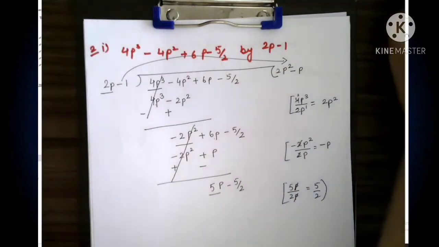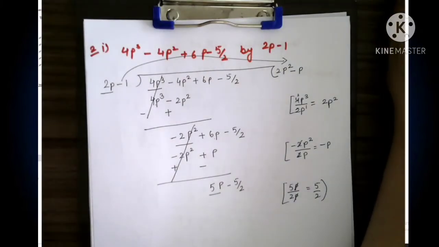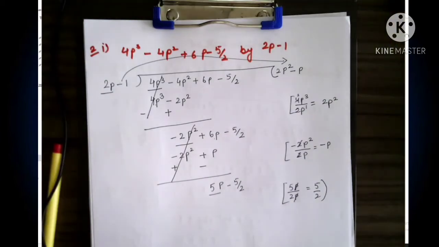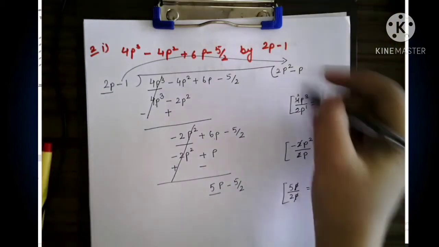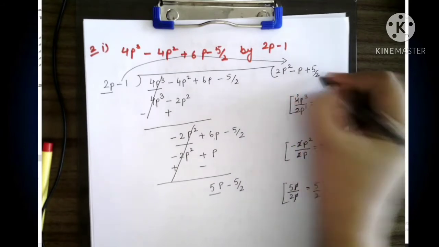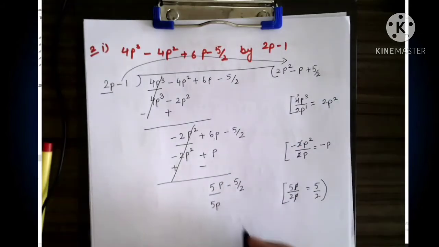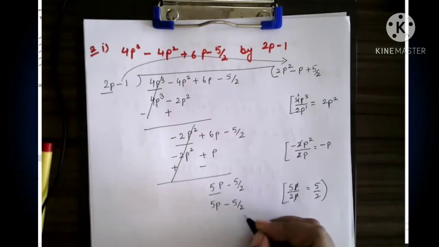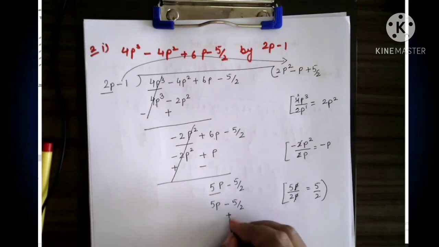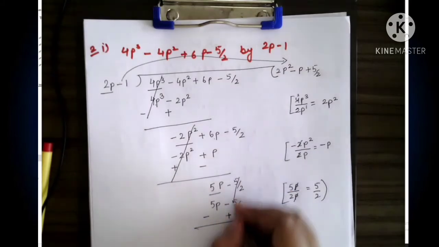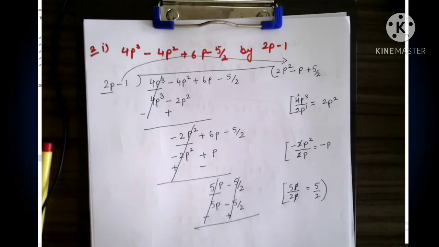Now it's 5 by 2, our new term of the quotient. So we write it here, 5 by 2. The first term we always write as it is, the one we underline. Minus 1 multiplied by 5 by 2, we get minus 5 by 2. Change the sign. Minus becomes plus, plus becomes minus. 5p minus 5p cancel, and 5 by 2 minus 5 by 2 also cancel. Everything cancels, we get 0.